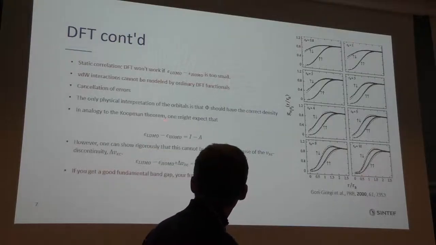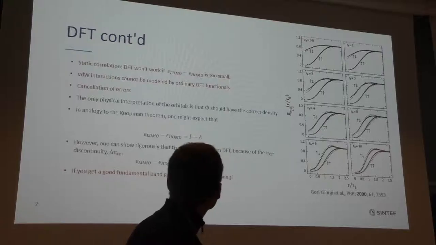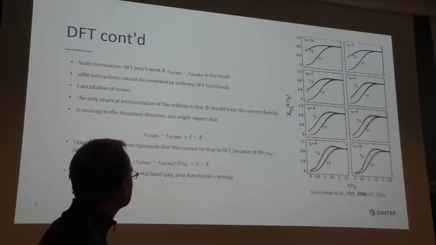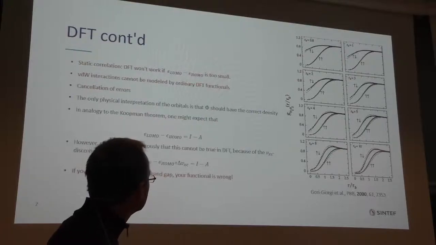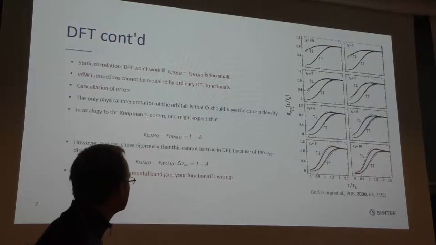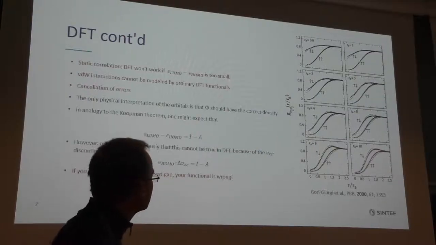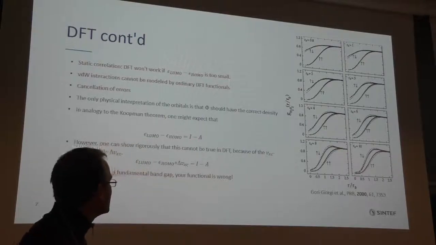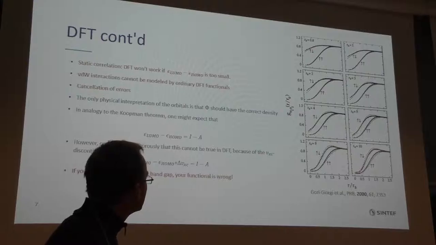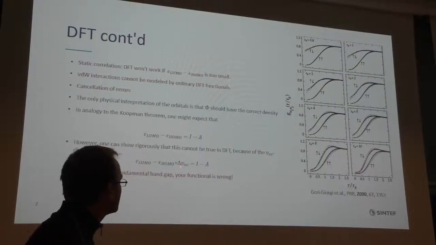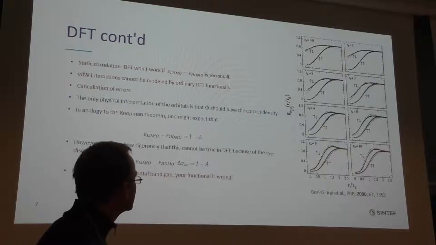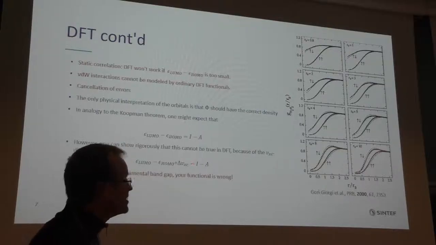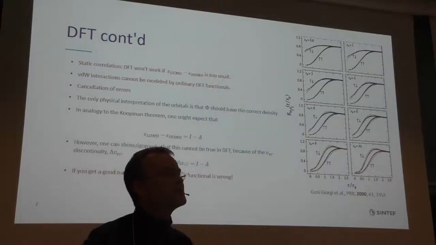Another thing is, one is often assuming that one would get the difference, an analogy to the Koopmans theorem, that if you take the difference between the highest occupied and lowest unoccupied orbitals, that would be a good estimation of the difference between the ionization energy and electron affinity. That is not the case because of a highly theoretical but very real thing known as the VXC discontinuity. And this delta VXC is generally completely unknown.